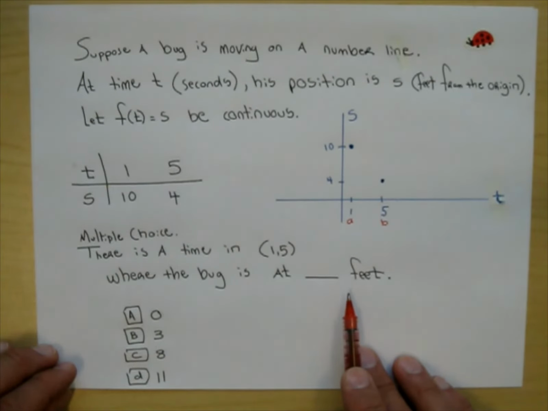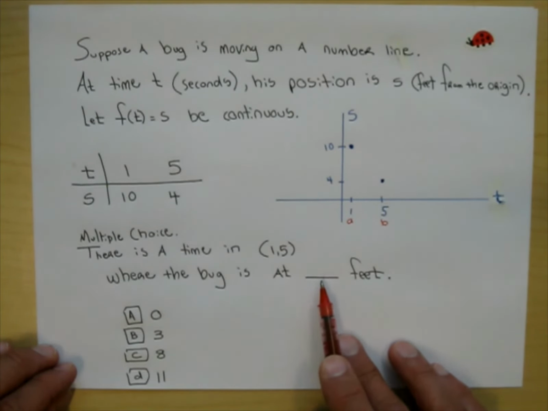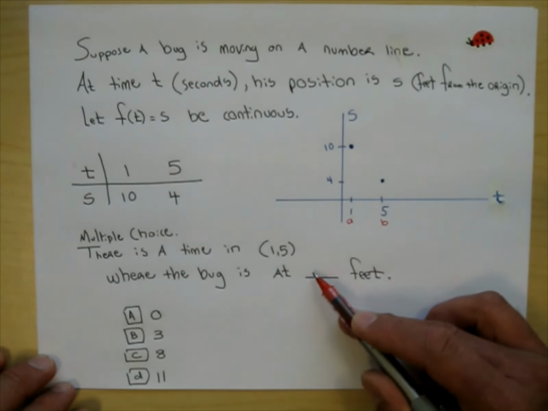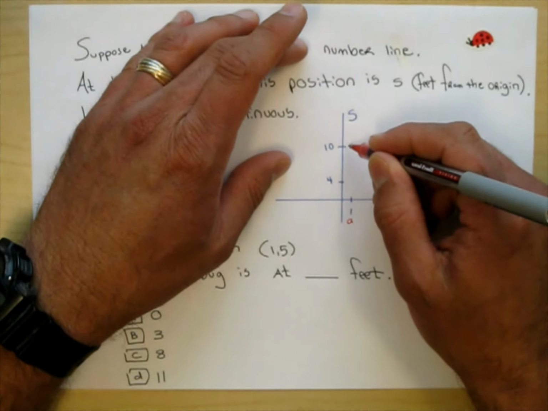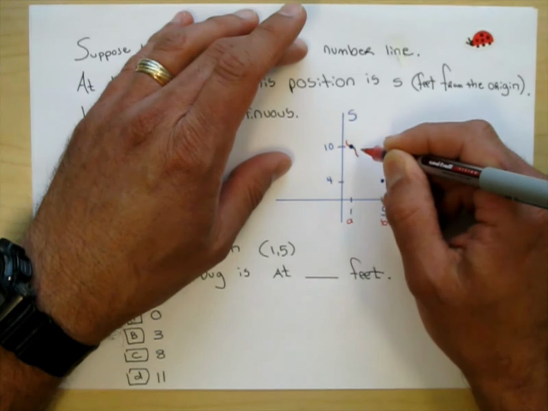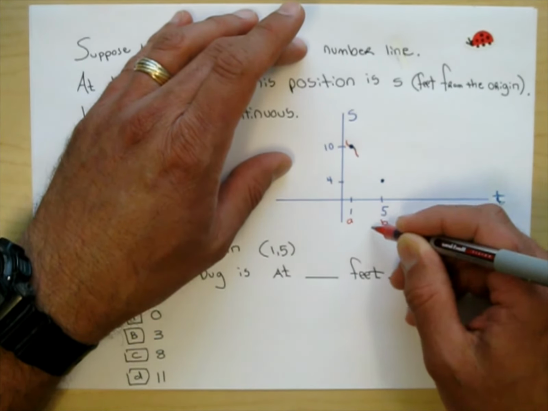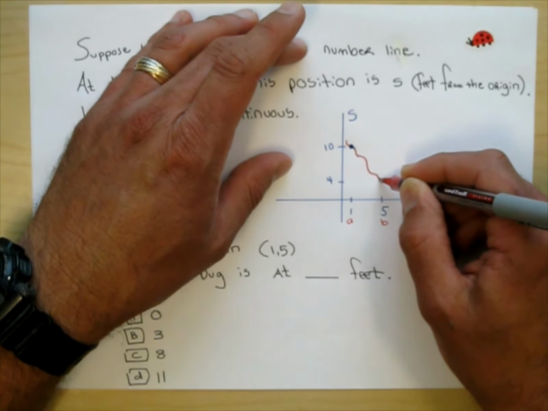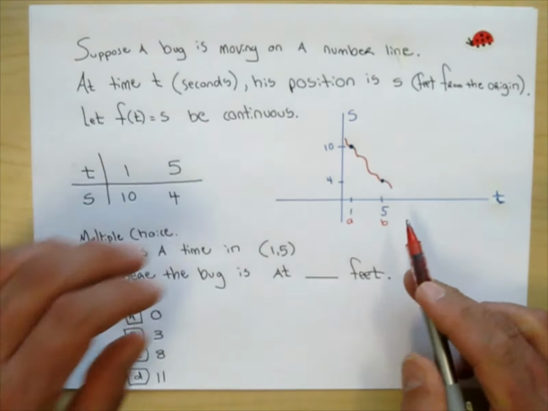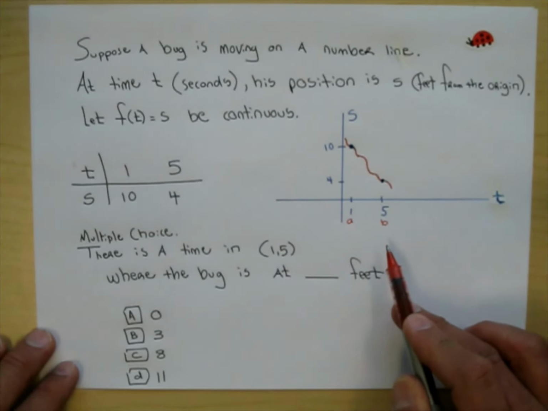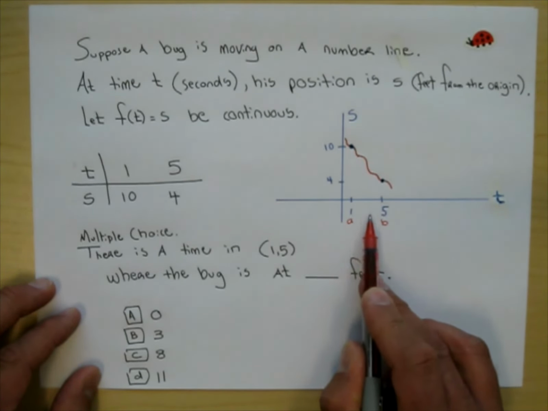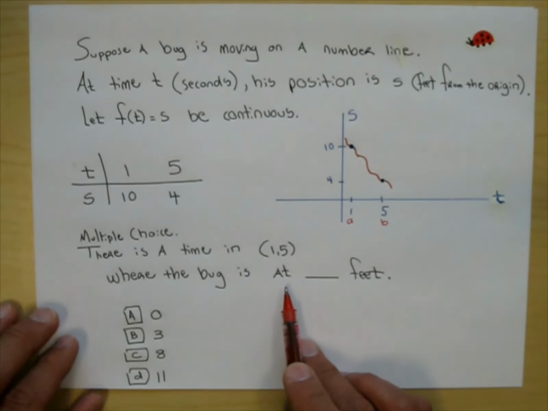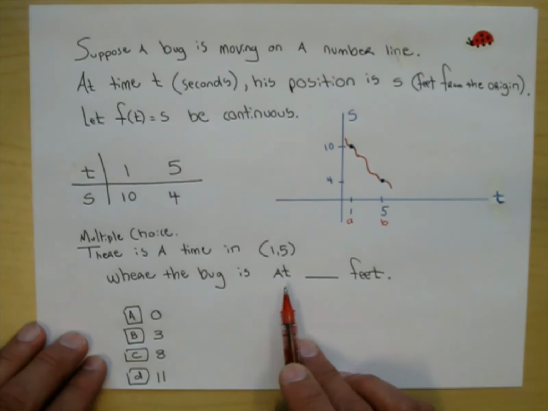So if you look at the intermediate value theorem, they're trying to get you to figure out what capital N is on this one. So let's think about it. Our function is continuous. It goes like this. It could go all the way up and do a maximum there and do a minimum here, but I'm just going to make it go like this. Continuous means I can draw it from 1 to 5 without lifting the pen from the paper. There is a time within 1 to 5 seconds where the bug is at 0, at 3, at 8, or at 11. So the intermediate value theorem is going to guarantee this.